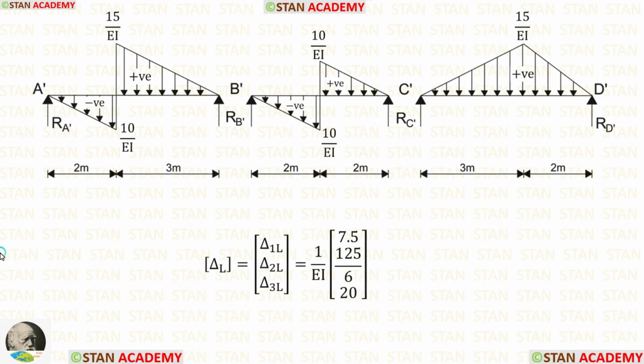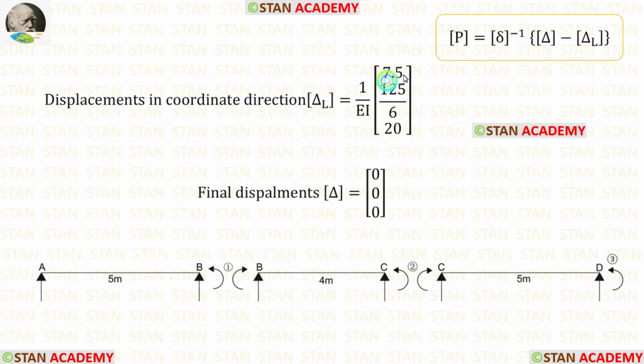So, using the formulas, we can easily make the delta L matrix. In this formula, we have made the delta L matrix. Now, let us find the delta matrix. Same like delta L matrix. Inside the delta matrix, there will be three values. All the values are 0 because in the given beam, there is no overhanging.